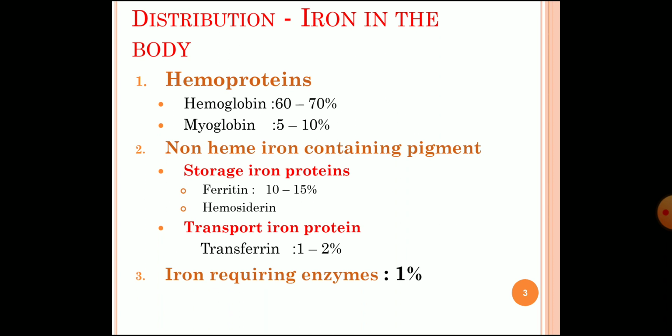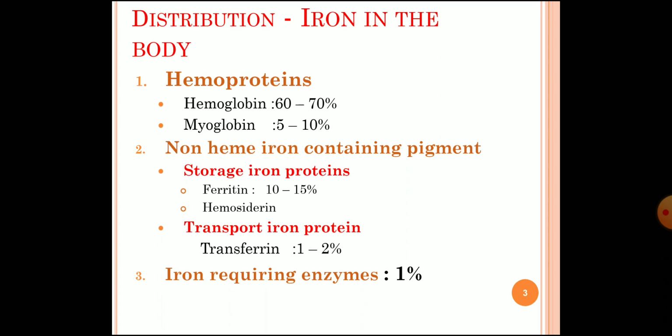Then there are transport iron proteins, when it is transported in the blood, that is transferrin. Transferrin is a transport iron protein, and it is usually seen at 1 to 2 percentage. So roughly all these together form the total iron content of the body.